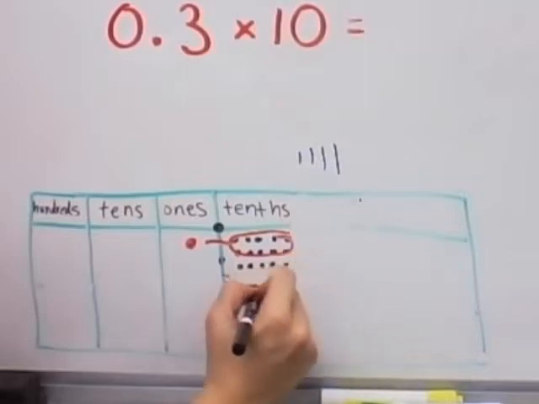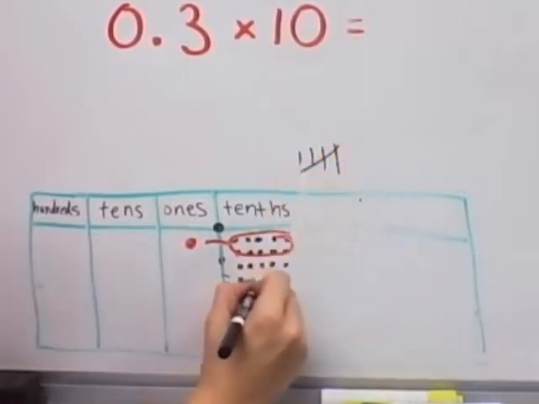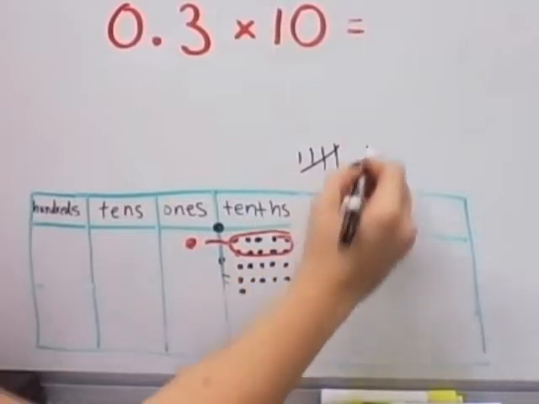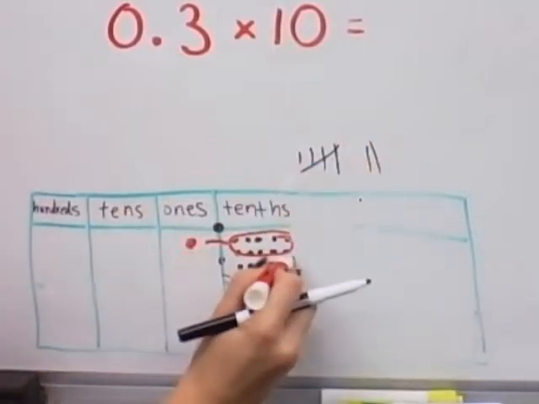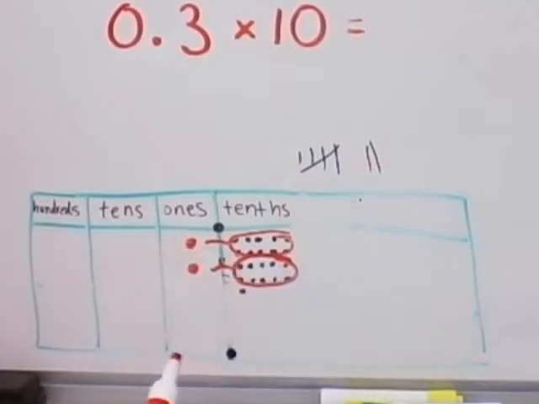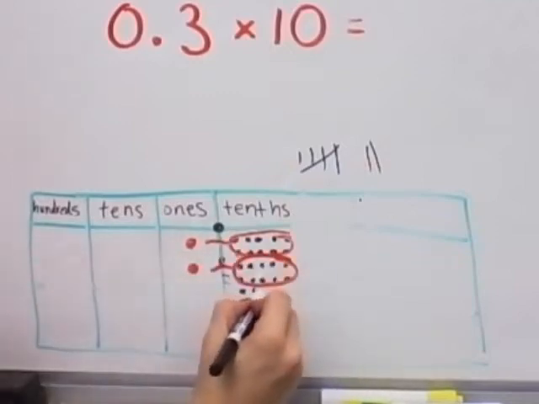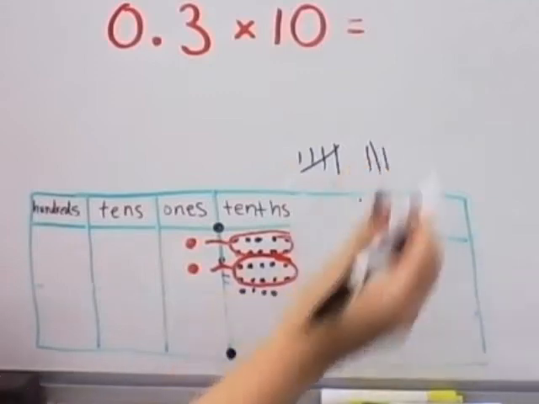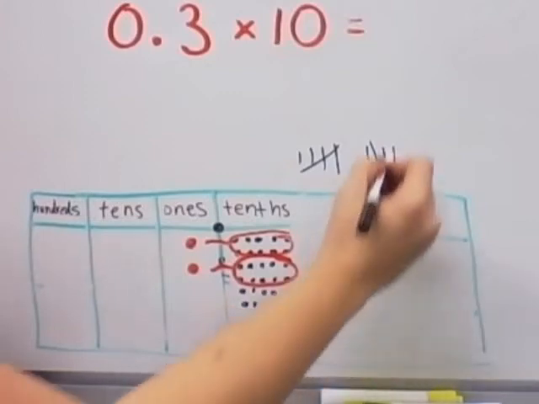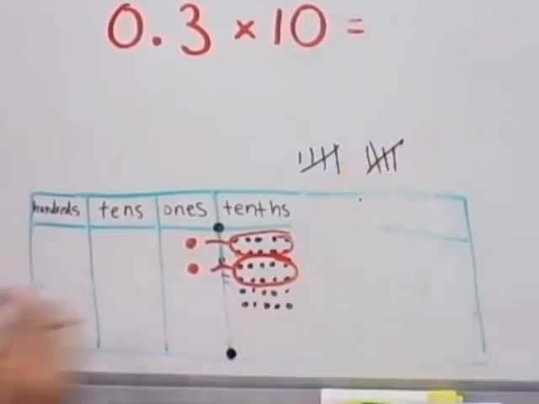1, 2, 3 times 5. 1, 2, 3 times 6. 1, 2, 3 times 7. I have another group of 10 tenths, which equals another 1 whole. 1, 2, 3 times 8. 1, 2, 3 times 9. 1, 2, 3 times 10.